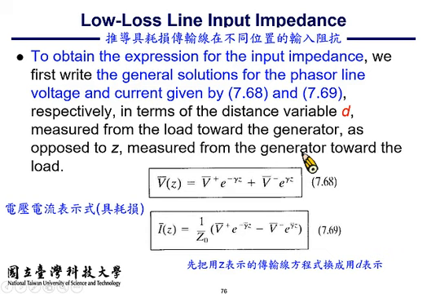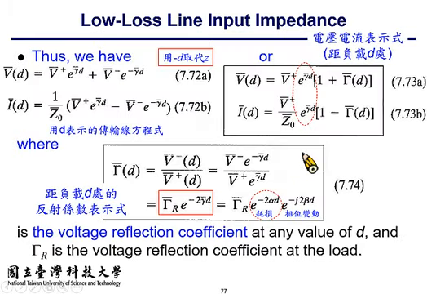However, in the following derivation, we would like to introduce a modification by replacing z with d. About two weeks ago, when we started our description of chapter 7, we already said that we can use minus d to replace z. Why?